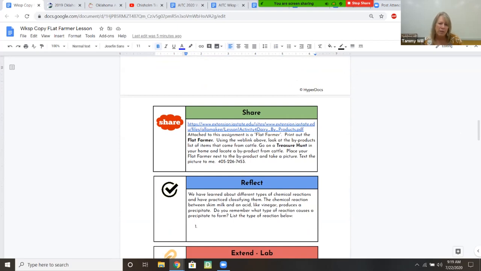So I had them go and look at byproducts. And most of us can name several of those, but I've asked that question in class before, and they might come up with one or two, but they're not as familiar with all of the byproducts that come from cattle. So I had them in the instructions, if they could, now I understand not all students of mine that were at home at this point had the capability of printing, but if they did, I asked them to print out the flat farmer, and I'm trying to find my flat farmer.